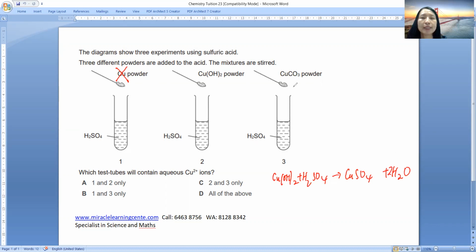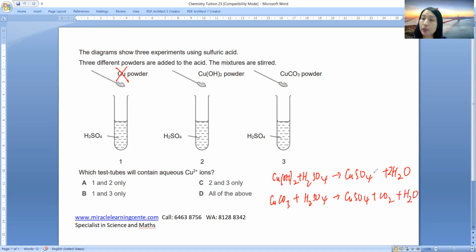And how about this one? Copper carbonate, is there a reaction? Yes, there is a reaction, right? So copper carbonate with sulfuric acid. So you get salt, carbon dioxide, and water. So you get copper sulfate plus carbon dioxide plus water.